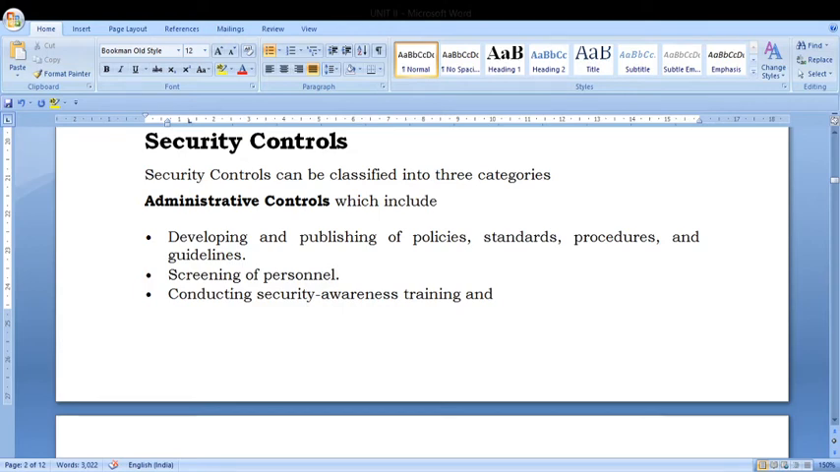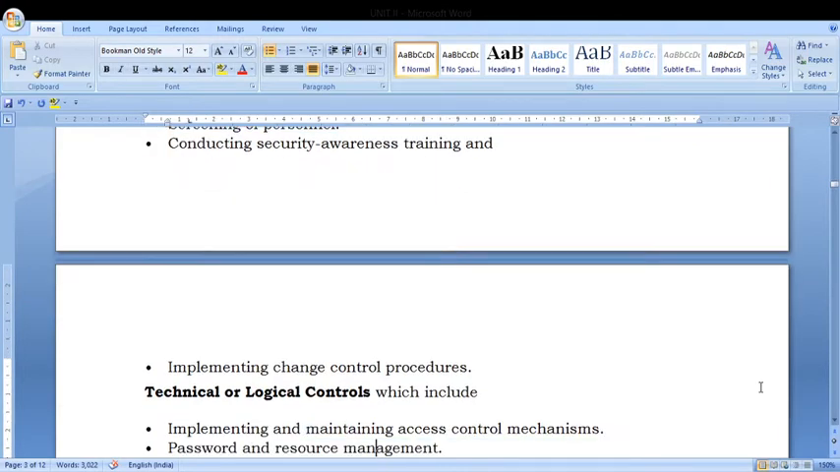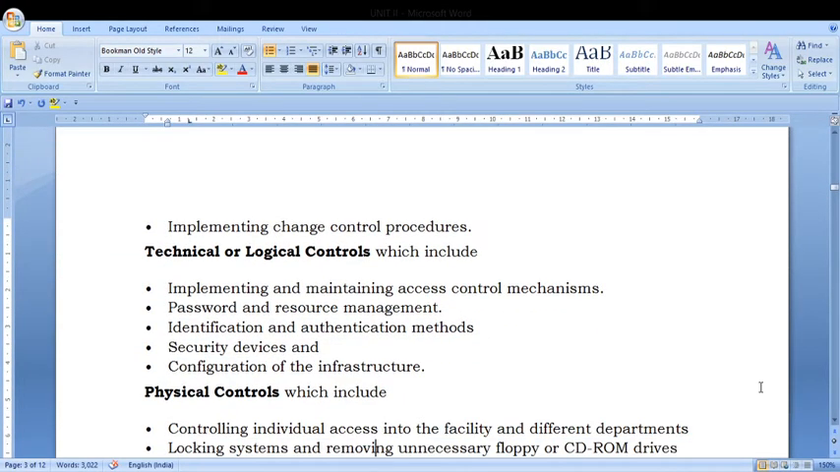Good morning, students. Today we are going to see security control. Security control can be classified into three categories: administrative control, technical and logical control, and physical control.